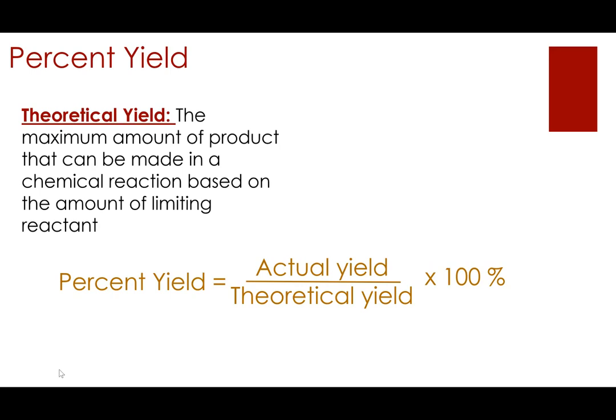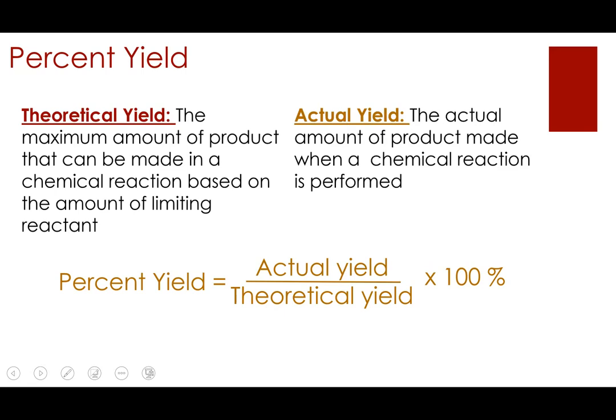Theoretical yield is what we could make in theory. So the maximum amount of the product that we could make if we lived in a perfect world. Theoretical yield is going to be what we calculate using stoichiometry. So we're going to use math. Math is a theory. We're going to use math to theoretically see how much we could actually get.